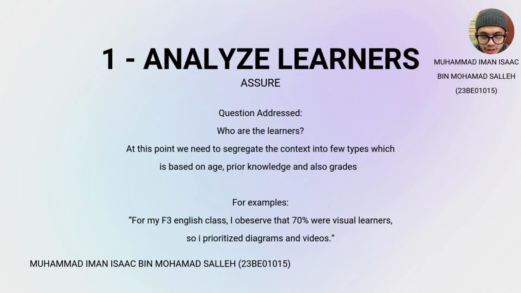For the first step is analyze learner. The first thing we need to do is to address our questions based on a few segregations. At this point, we need to segregate the context into a few types, which is based on age, prior knowledge, and also grades. For example, for my Form 3 English class, I observed that 70% were visual learners, so I prioritize diagrams and also videos.